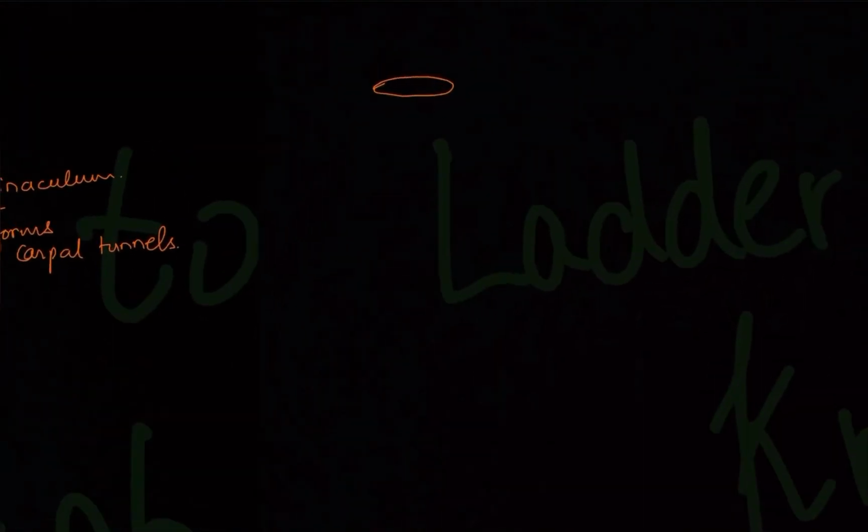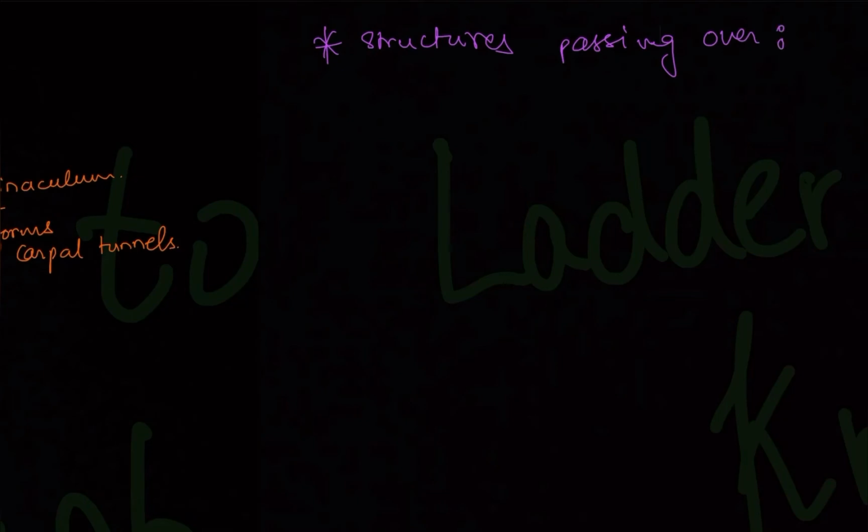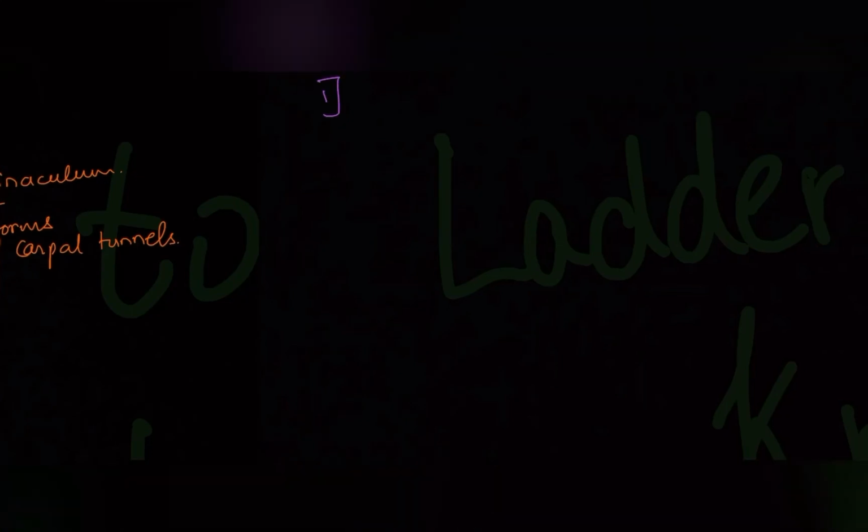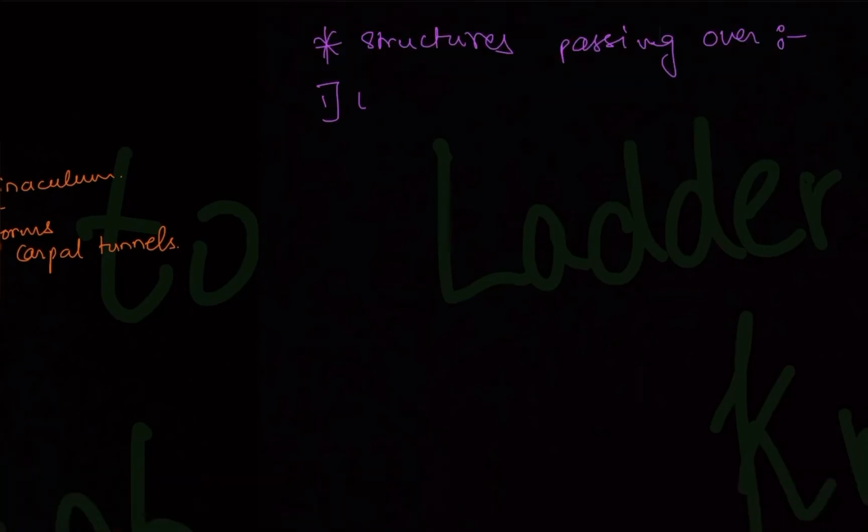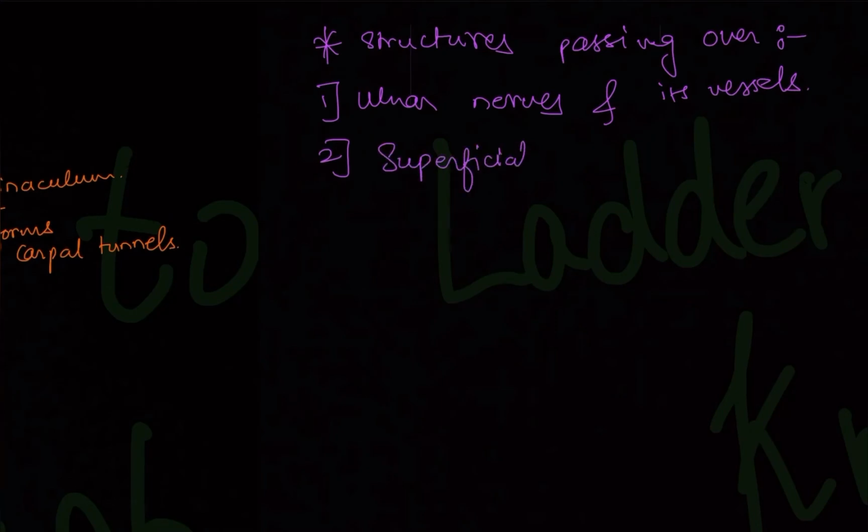So first let's know about the structures which are passing over the carpal tunnel. Write down the topic, structures passing over. So first is ulnar nerve, ulnar nerve and its vessels, all pass above the carpal tunnel. You must remember. Then you have a nerve which is the superficial branch of median nerve.